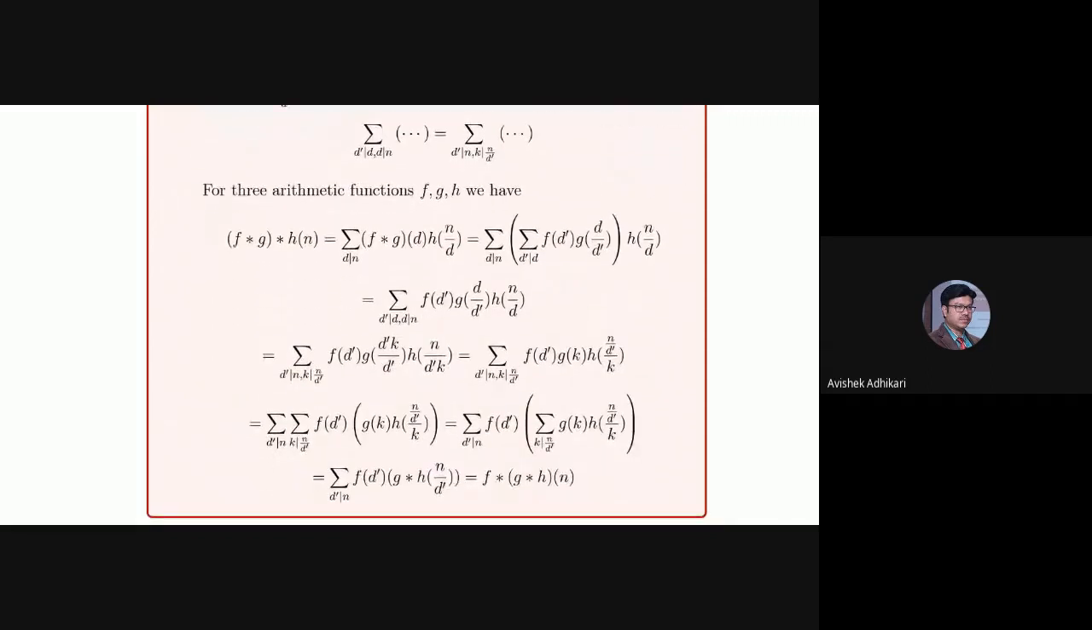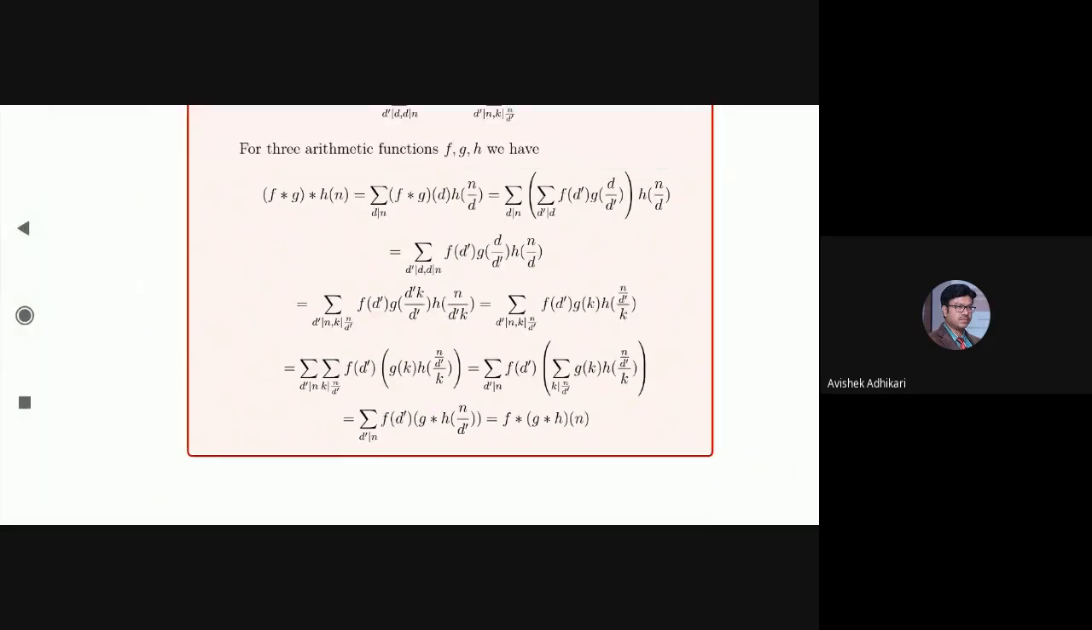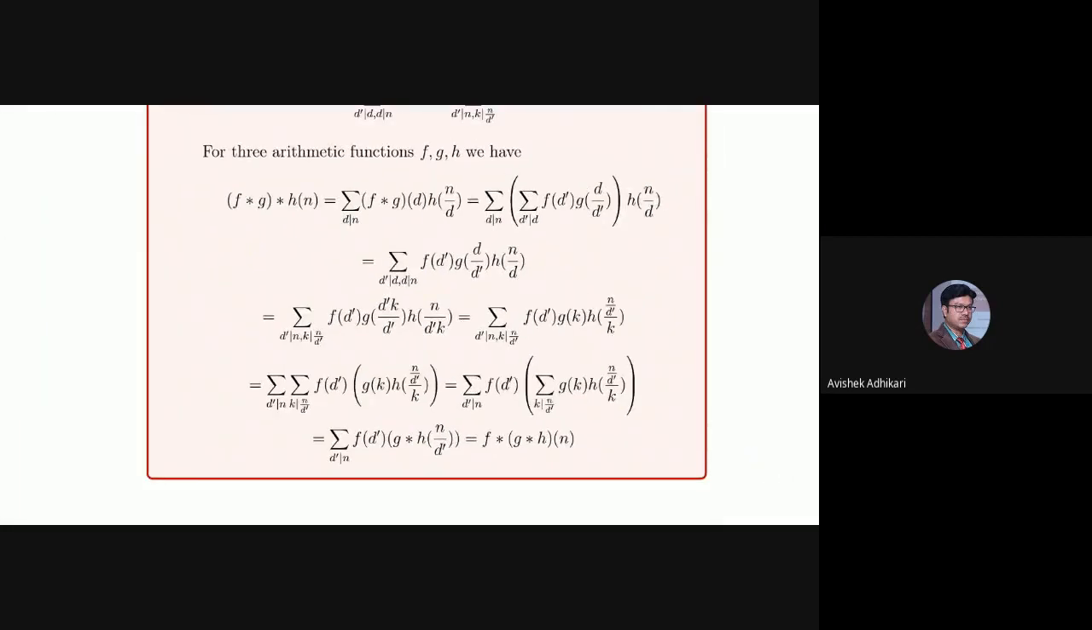Now we, as we do, consider three arithmetic functions f, g, h, and we first check (f * g) * h. We break that into the sum over d dividing n of (f * g)(d) h(n/d), and then in the f * g part, we again break it, and we consider d' dividing d, as it is (f * g)(d), not n. And here we find a summation over d' dividing d dividing n.